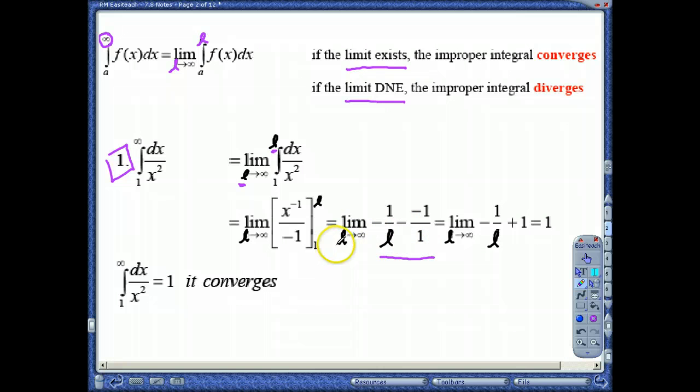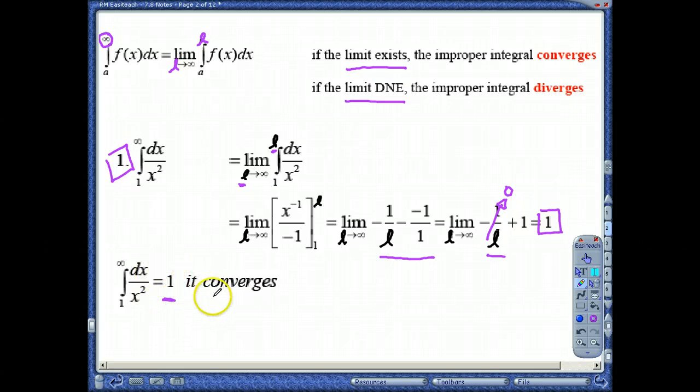And we're going to take the limit as L approaches infinity. Well, as L approaches infinity, what happens to a fraction when the denominator gets really, really big? That fraction is going to go to 0. Negative 1 divided by 1 is negative 1, but you're subtracting that, so you get plus 1. So 0 plus 1 is 1. You got an honest-to-goodness answer, so that's what your integral is equaling.